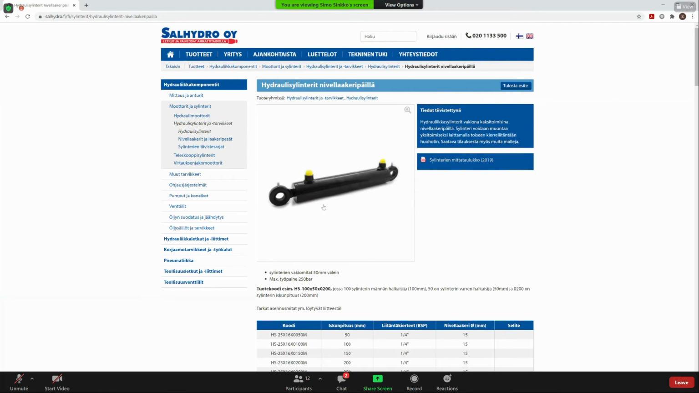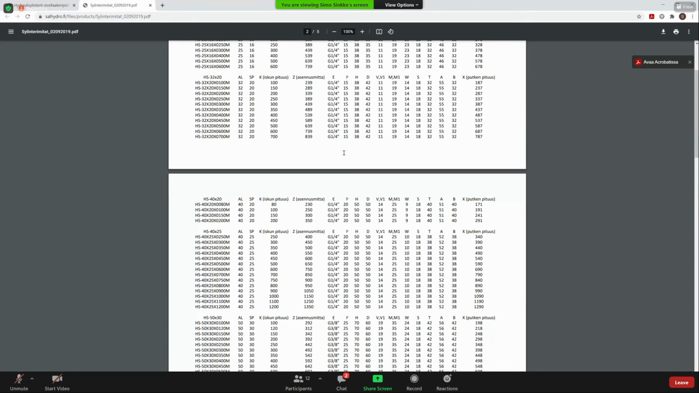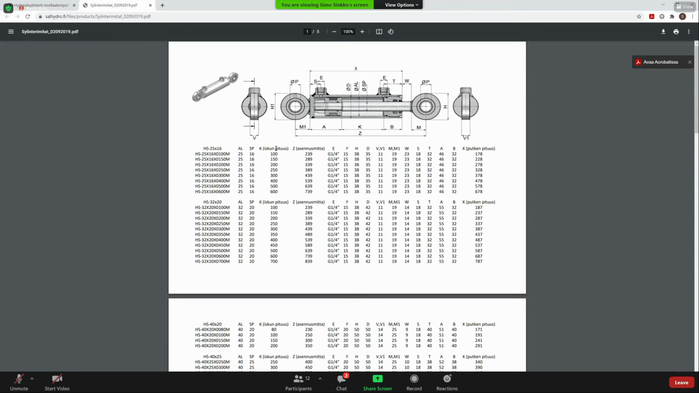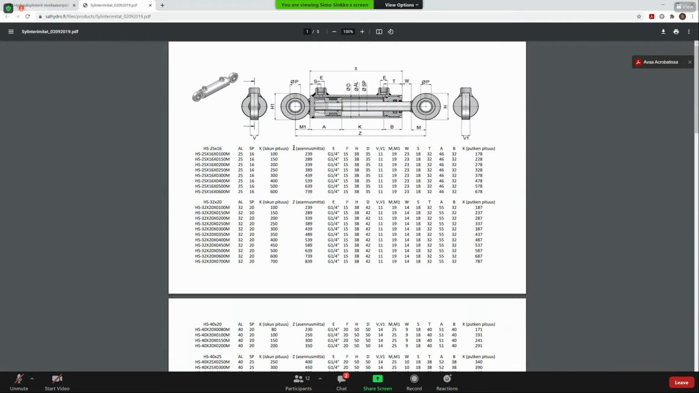And this company has this kind of PDF that shows some information about this hydraulic cylinder. This information is, well, actually it is in Finnish, but there is only some things here. This K here, this iskun pituus, it means it's a stroke. That how much stroke we are able to get from this certain cylinder. And then this letter Z, it is the minimum length of the cylinder.